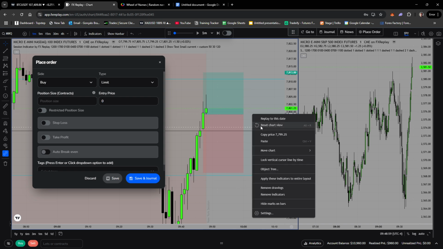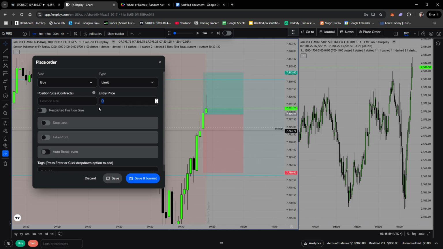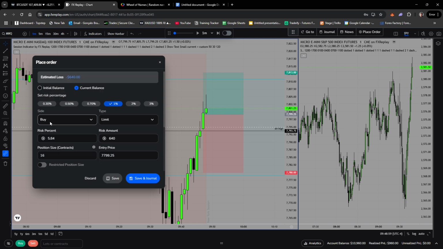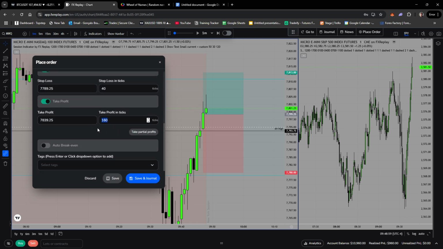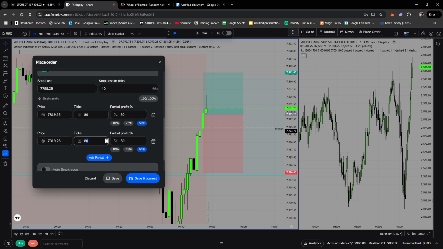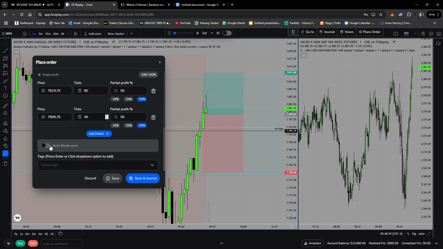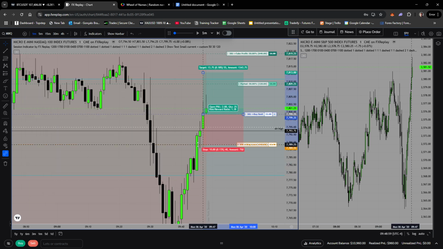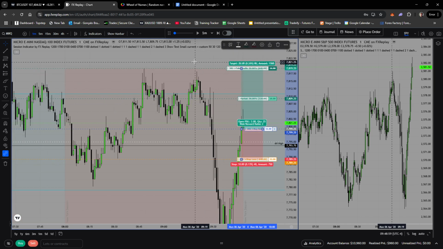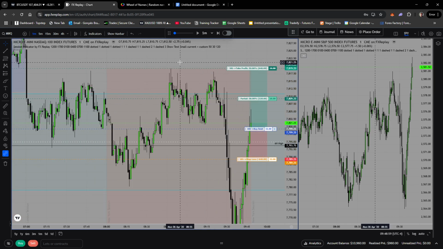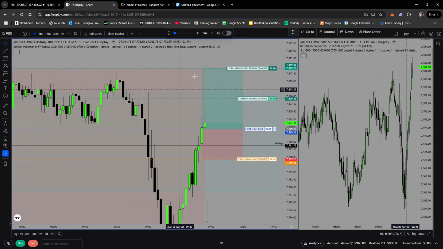The entry price. Why is the stop loss moved? We want 40 ticks. That's 10 points. We're going for 80. Partials at 1-to-1. Auto break even, 0.9. Let's go. 1-to-2 is here. And it's a high inside a gap. So I like that.